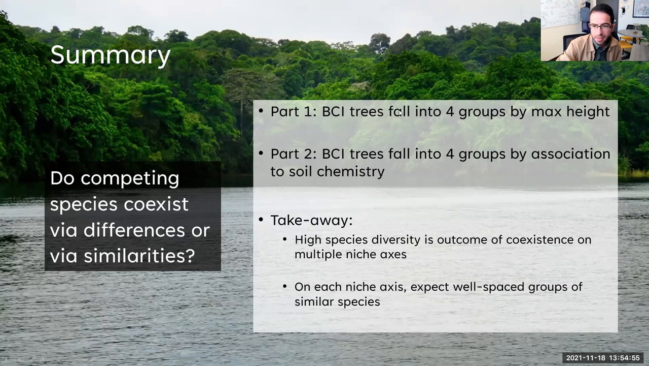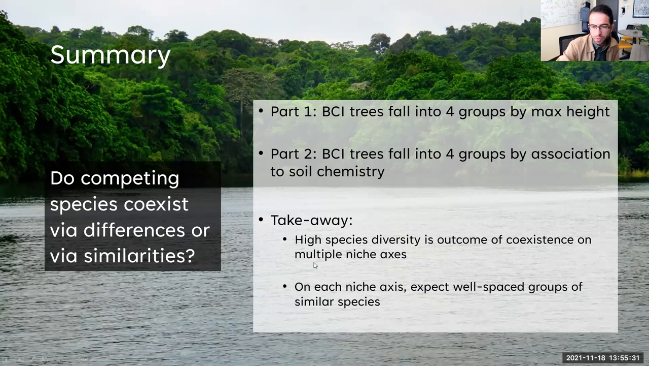And keep in mind that this is applicable to very speciose communities like tropical forests, not necessarily more temperate areas where you see lower numbers of species. High species diversity is the outcome of coexistence on multiple niche axes. And this I didn't harp on too much, but parts one and two talk about completely different niche axes, right? And you can imagine adding more parts where each time you talk about a different niche axis and you're going to see groups in each of them, right? On each niche axis, you can expect well-spaced groups of similar species.